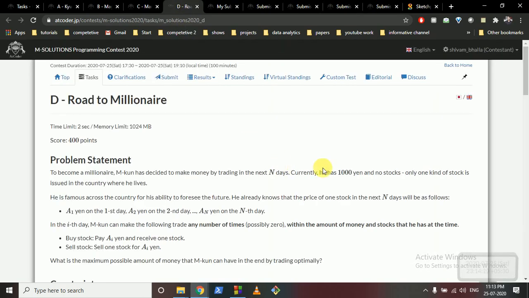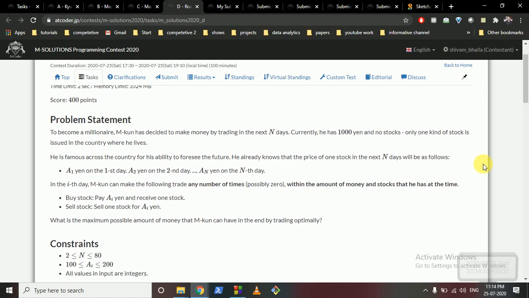The fourth question is a well-known question with some trick. The fourth question is, you are a millionaire, and you have decided to make trading in which you know the trading of the next N days. So let's assume that you have currently 1000 yen and no stocks. So let's assume that you are a person and you have 1000 yen and no stocks.